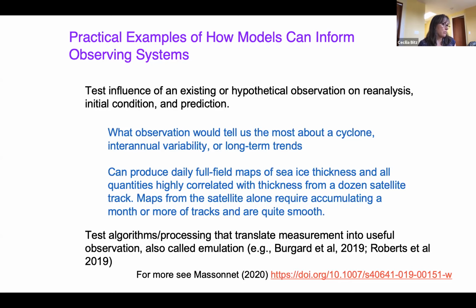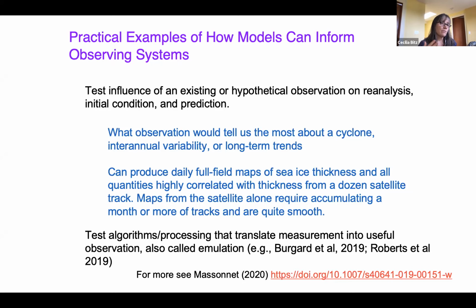Other things we might expect out of this is to have these observations tell us maybe where's the most important place to put our observation. This method could tell us where the most important places to take observations are for particular questions, like if you want to know more about how Arctic cyclones play out, how interannual variability is influenced by observations, and long-term trends. We can also produce daily maps.